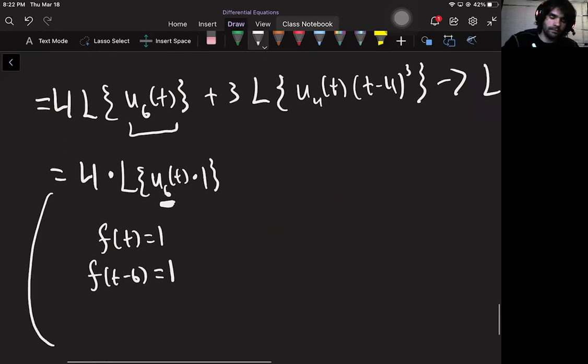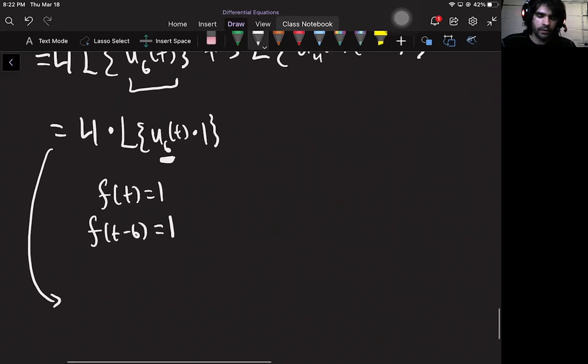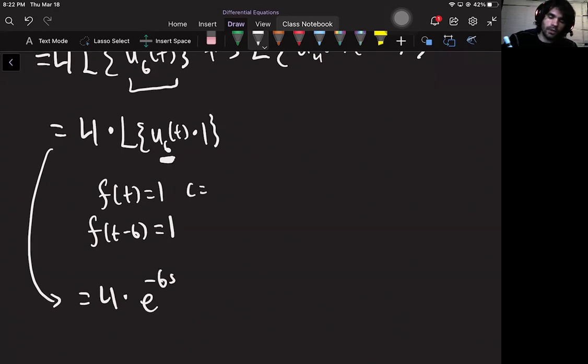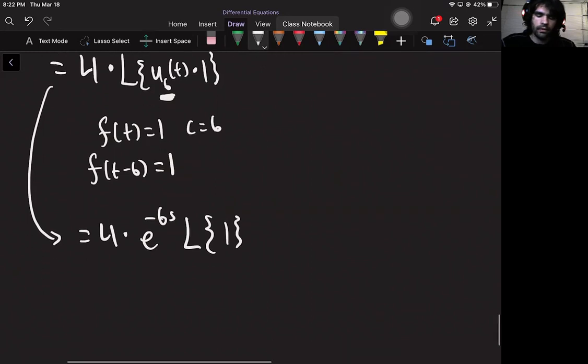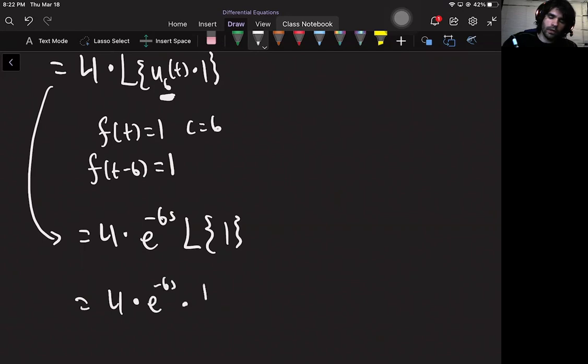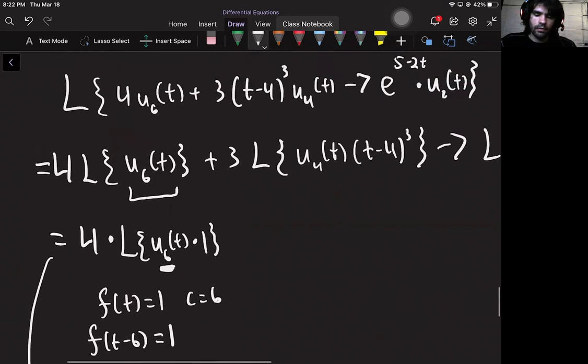So then, according to this formula, this is 4 times e to the negative 6s. So c is 6 in this case, times the Laplace transform of what's my f of t? 1. And that we can remember, or we can look it up in a table, and it's going to be 1 over s. Okay, so that's that one.